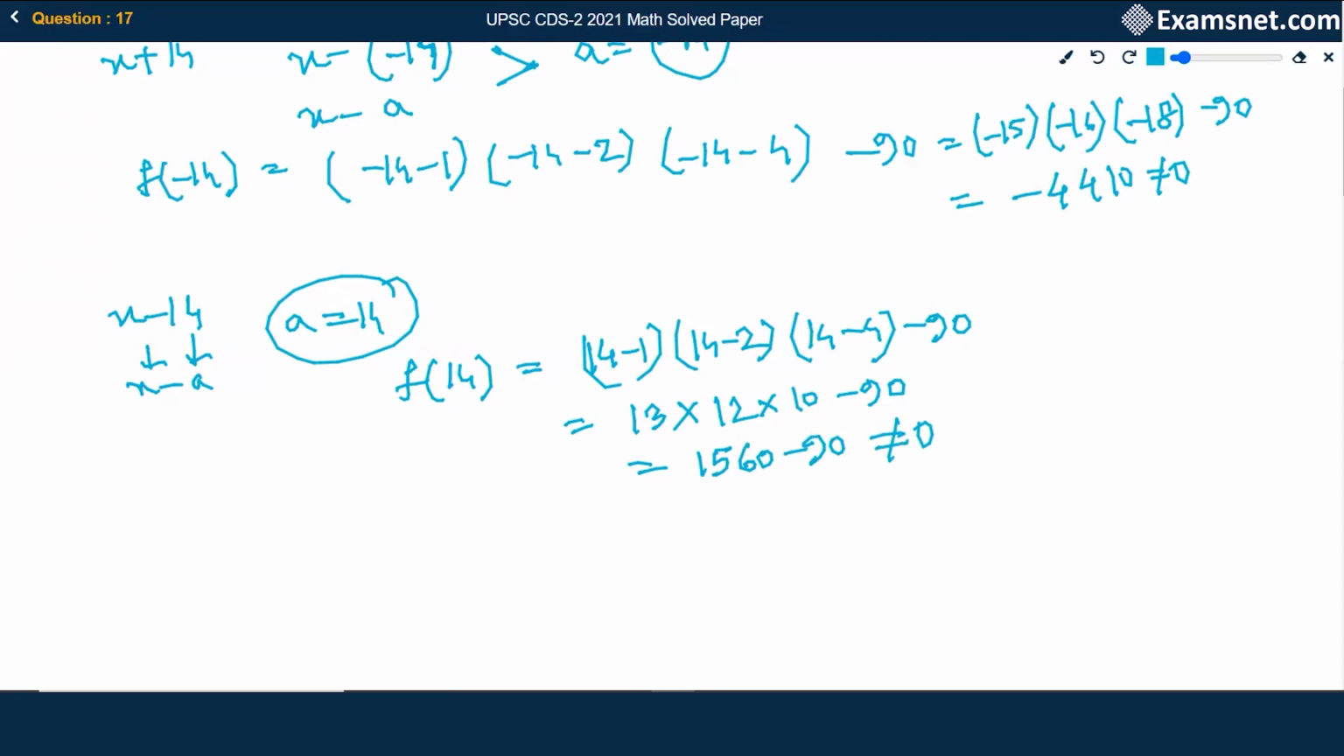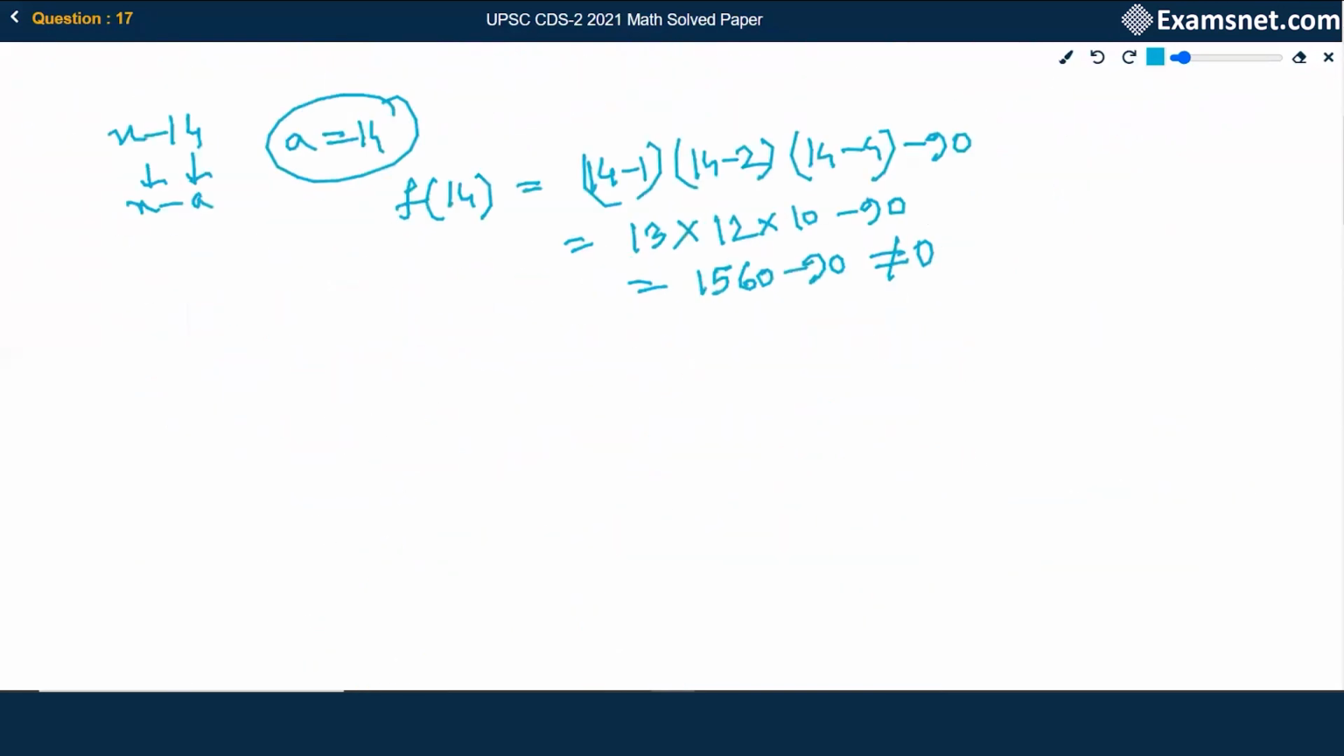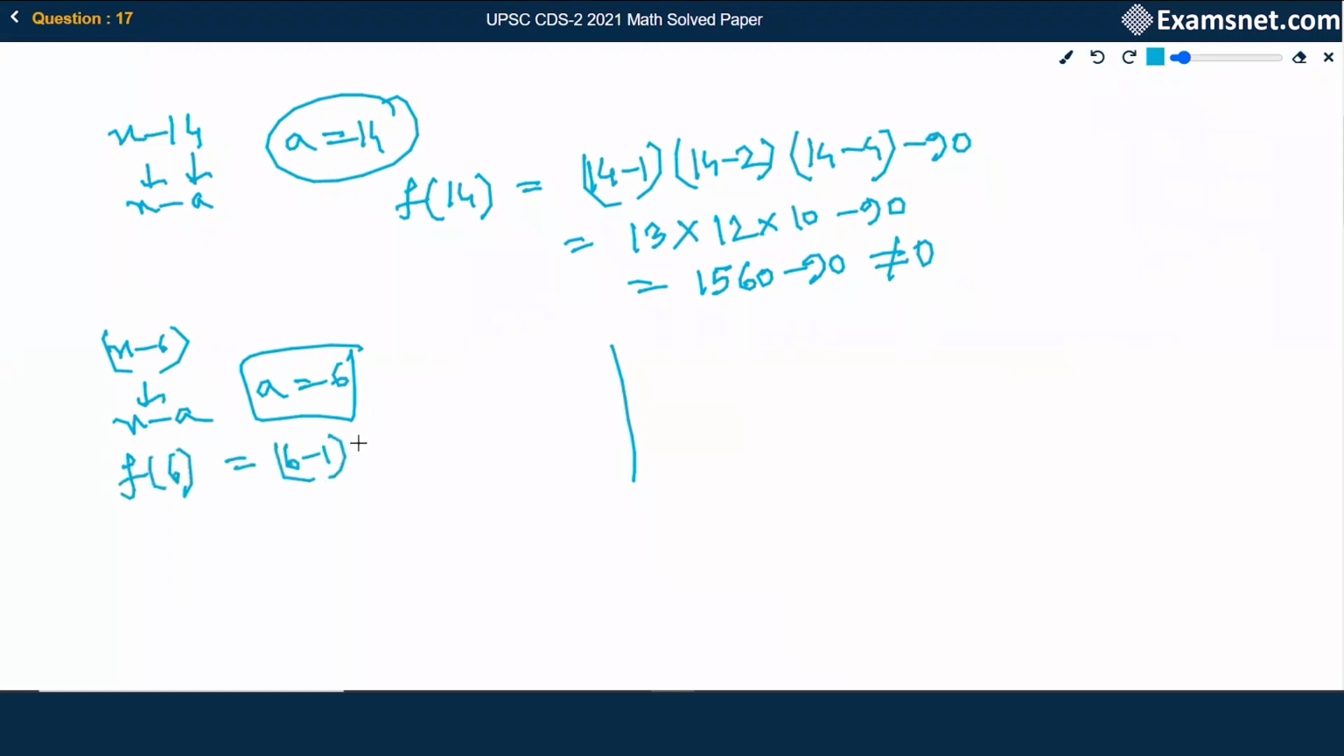Let's next check with x minus 6 and x minus 7. If x minus 6 is a factor, comparing with x minus a, a equals 6 here. So now let's find the value of f of 6. That gives us 6 minus 1, 6 minus 2, 6 minus 4, minus 90. So 5, 4, 2, that is 40, minus 90, not equal to 0.